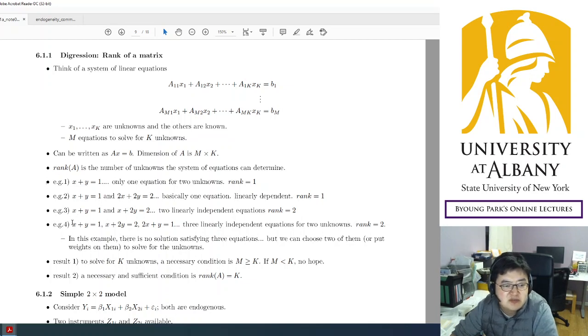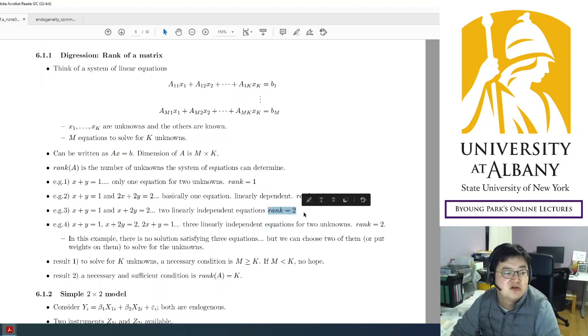And the third example, this is the typical, common, nice, well-behaved, simple case where you have two equations and two unknowns, and the two equations can solve for the two unknowns. From here, you know what x is and what y is, so you can determine both of them. The rank is 2.